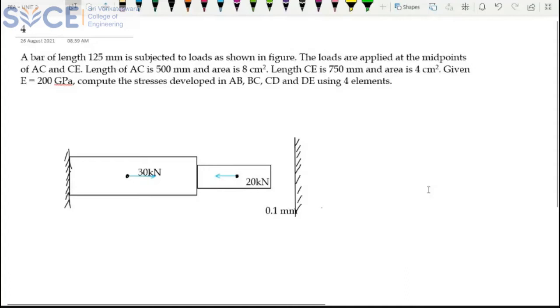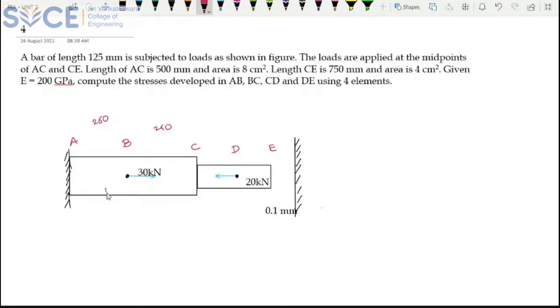You can see in the figure there are two forces acting at the center of your bar, and they mention the lengths. Let me name the locations A, B, C, D, and E. From A to C it is 500 mm, which means AB is 250 mm, and this is also 250 mm.